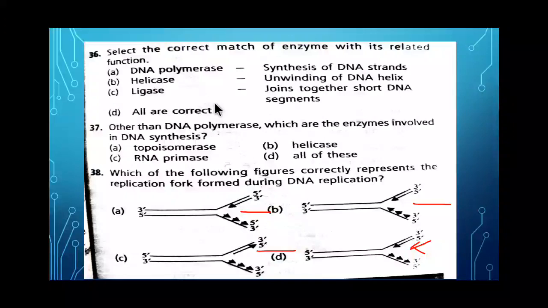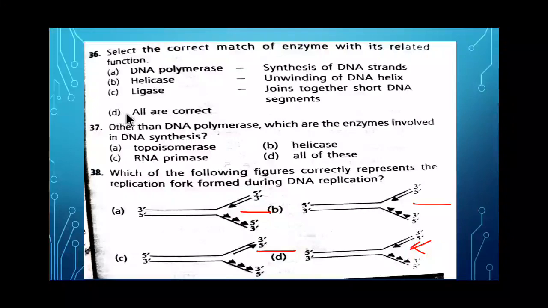Synthesis of DNA strand, and then it is written helicase, unwinding of DNA helix, and then ligase joins together short segments. So here you have to select the correct match. Okay, so we know that all these are correct. How? DNA polymerase synthesizes DNA strand, helicase helps in unwinding of DNA helix, and ligase joins together short DNA segments. So here all are correct. So the answer will be D.